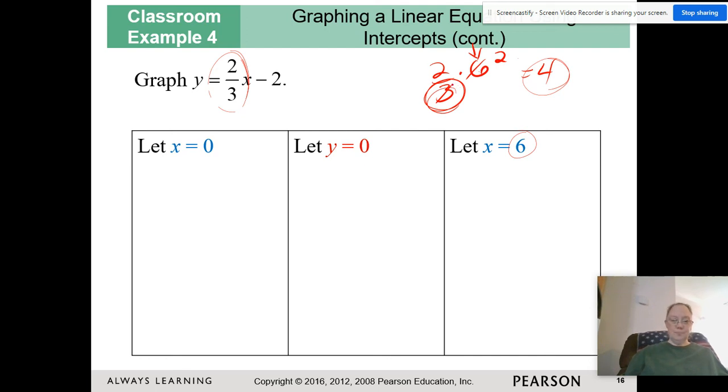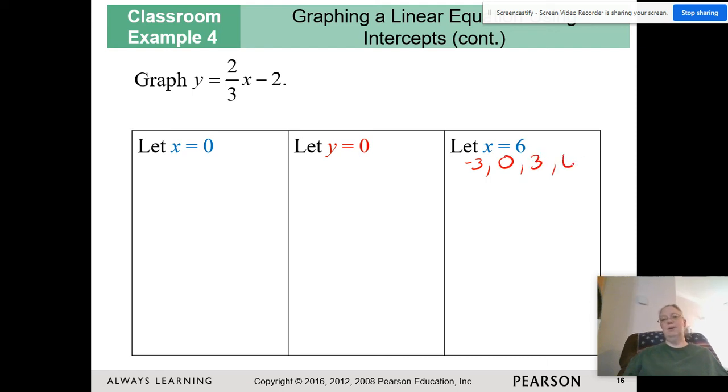So here's my point. If you want to pick a random value for x, that's fine, but I recommend some multiple of 3. So -3 you can plug in. Plug in 0, plug in 3, plug in 6, plug in 9, plug in 12. Any of these would be perfectly acceptable to plug in for x, because you will end up with an integer, and that's always easier to graph. Okay? But we're going to use 6 because that's what they told us to do.